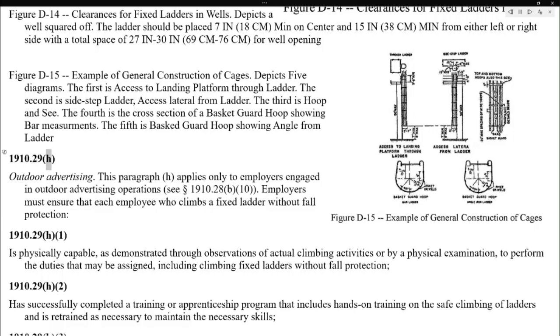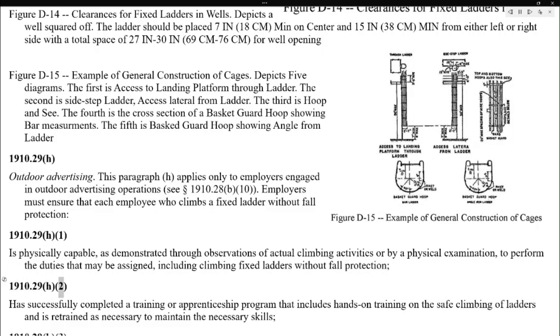1910.29(h). Outdoor advertising. This paragraph (h) applies only to employers engaged in outdoor advertising operations. See section 1910.28(b)(10). Employers must ensure that each employee who climbs a fixed ladder without fall protection: (h)(1) is physically capable, as demonstrated through observations of actual climbing activities or by a physical examination, to perform the duties that may be assigned, including climbing fixed ladders without fall protection.